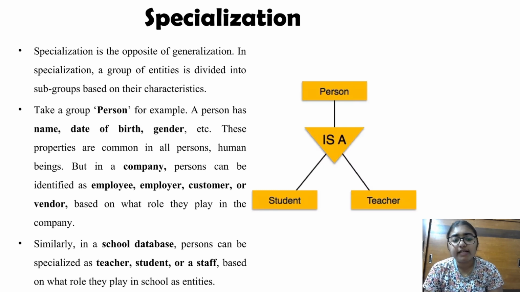These properties are common in all persons, human beings, but in a company, persons can be identified as employee, employer, customer, or vendor based on what role they play in the company. Similarly, in a school database, persons can be specialized as teacher, student, or staff based on what role they play in school as entities.